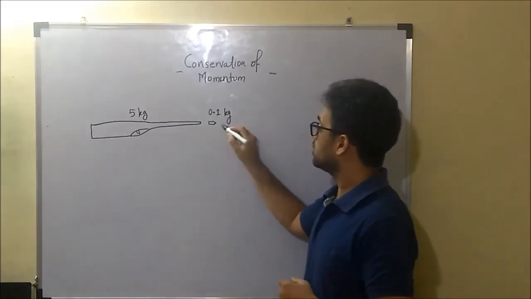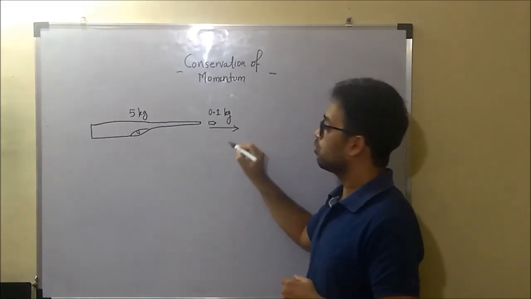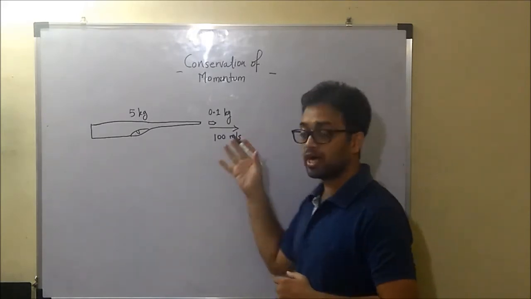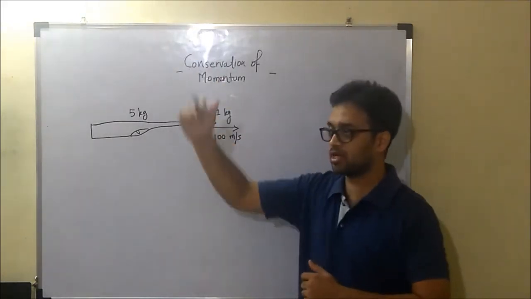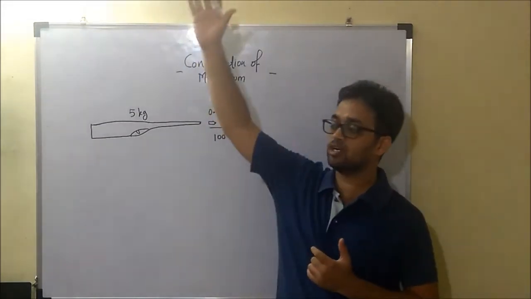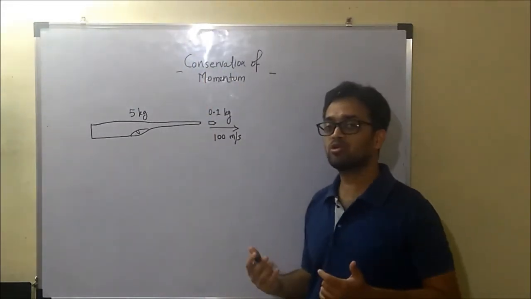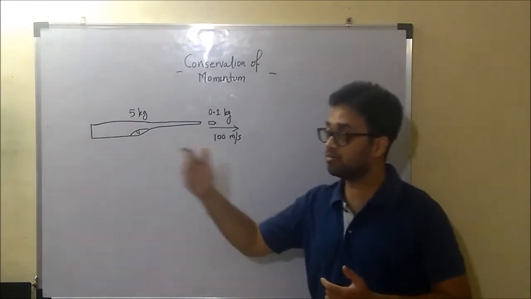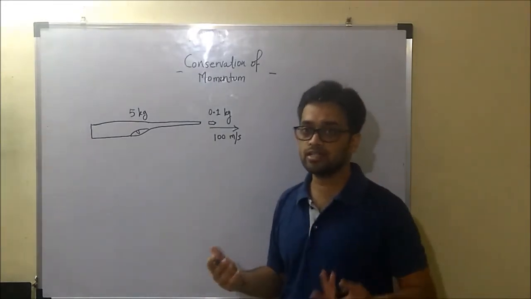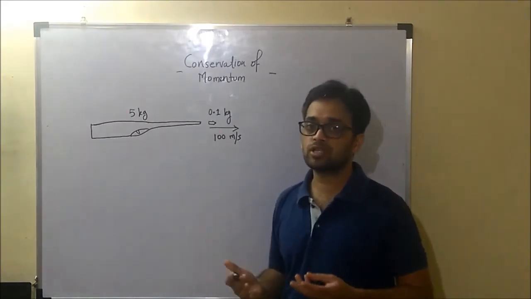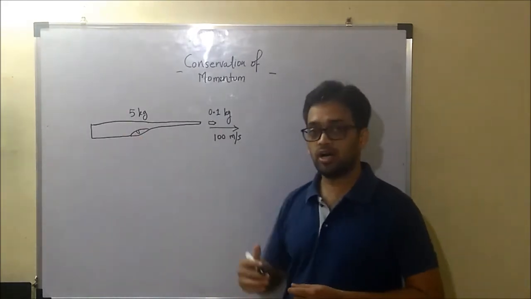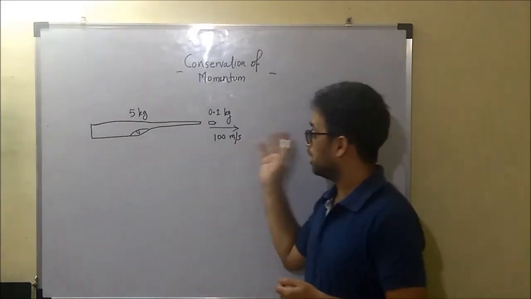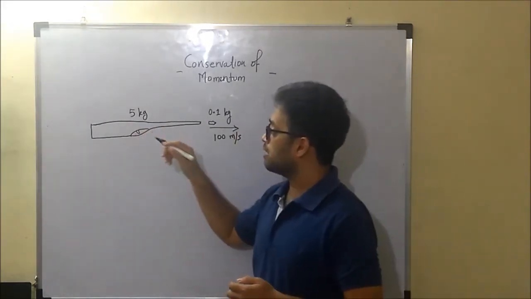The speed with which this bullet is moving forward is 100 meters per second. Such a high speed. In a second the bullet will cover a distance of 100 meters. Usually you run a 100-meter race, and for an average runner like us it would take around 15 to 16 seconds, but the bullet covers 100 meters in just a second. The rifle has a mass of 5 kg.